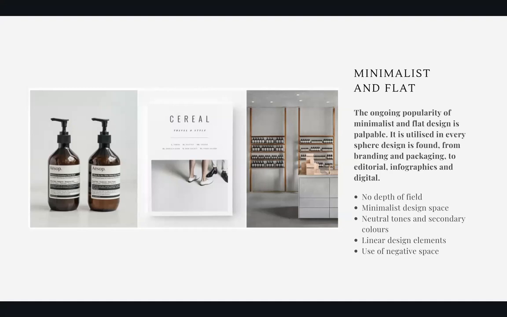Okay, you see a lot of linear elements, a lot of lines, straight lines to be precise, not curved lines, very, very light colors, very, very pale colors, a lot of play with shades of gray, and a heavy use of negative space. Okay, so these are characteristics of the minimalist and flat style.